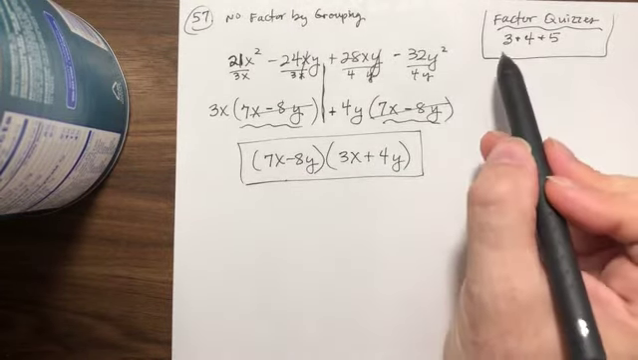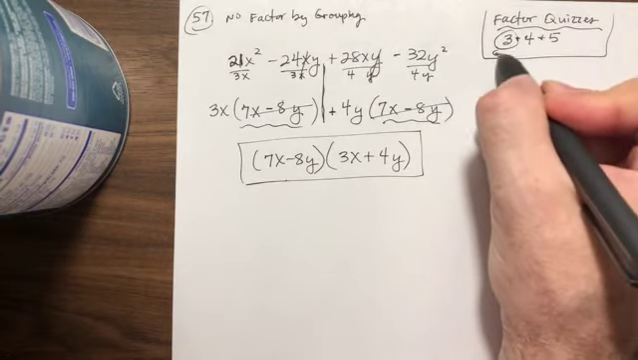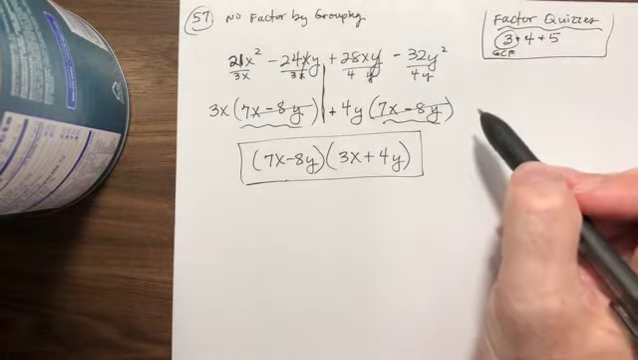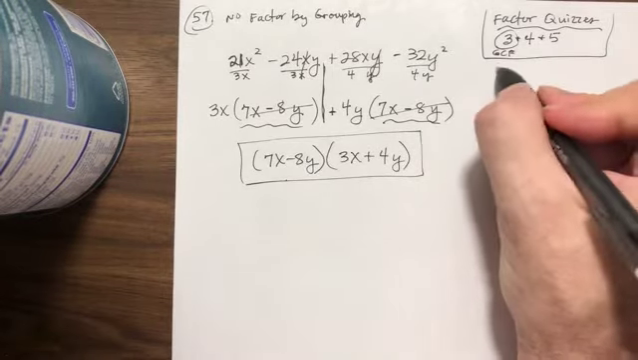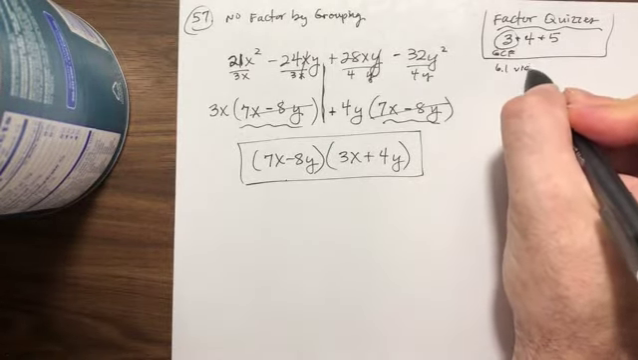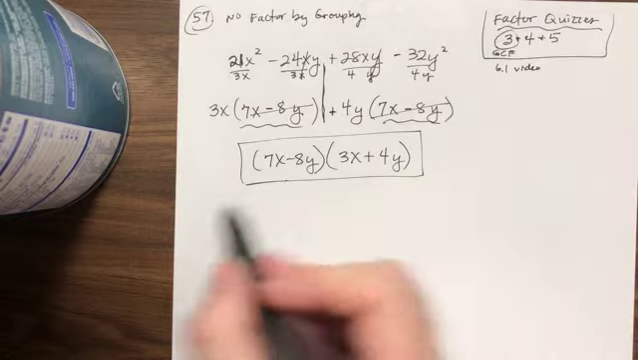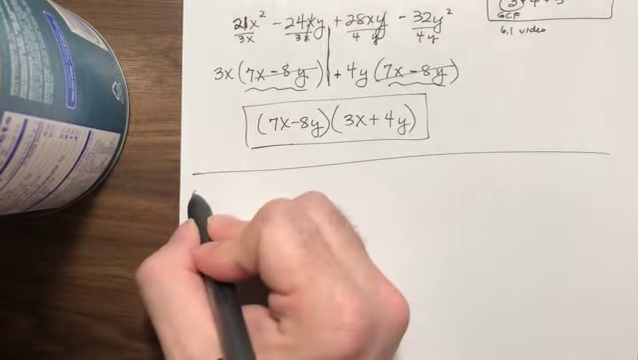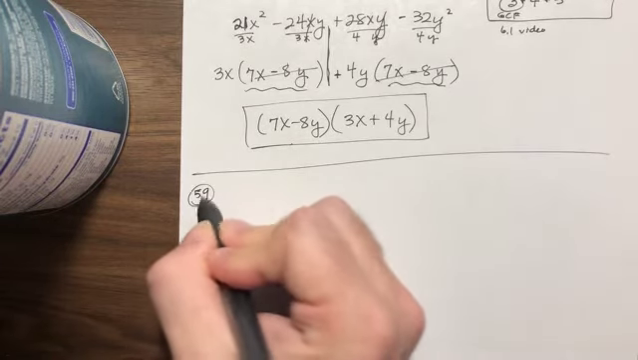If you want more practice with GCF, definitely look at quiz 3 and the video that goes with that, 6.1. It talks about GCF and grouping. I'm going to skip 58 because factor by grouping is not on the test. I'm trying to save you some time.